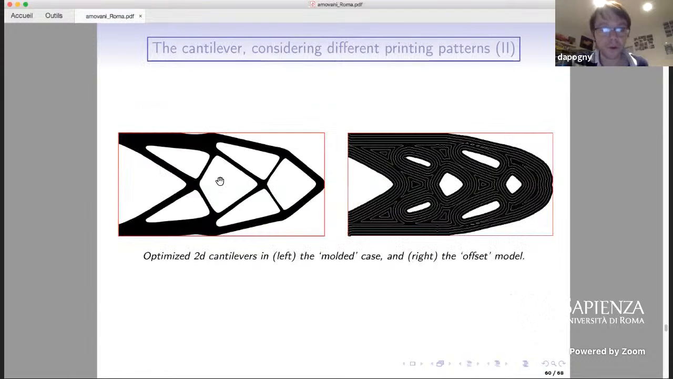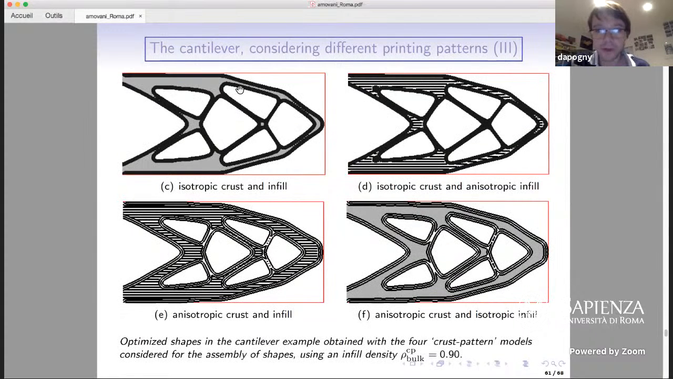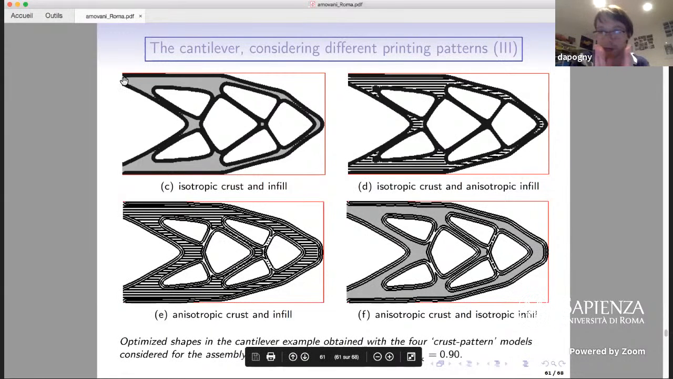So this is the optimized design if the material has the reference material properties everywhere. This is the classical cantilever figure. And this is what we would obtain if we were to consider that the material will be printed by the contour offsets. So this is the optimized shape in this case, where the printing pattern is given here. And these are also the optimized shapes that we would obtain if we were to consider that the material is printed by the cross-pattern model with some very large density, meaning a very small air gap between the rasters.